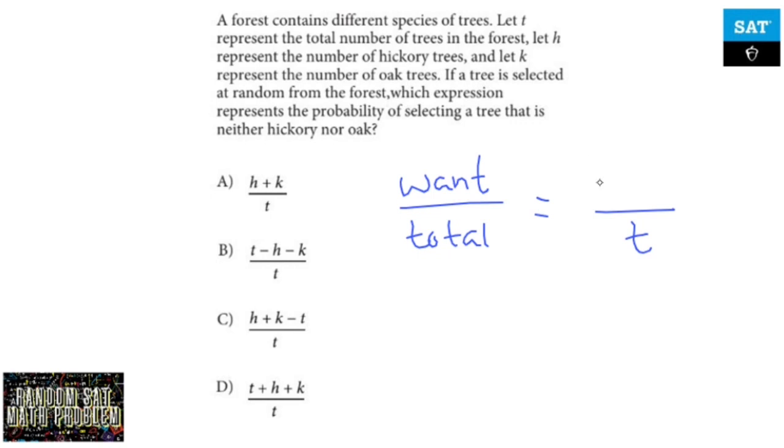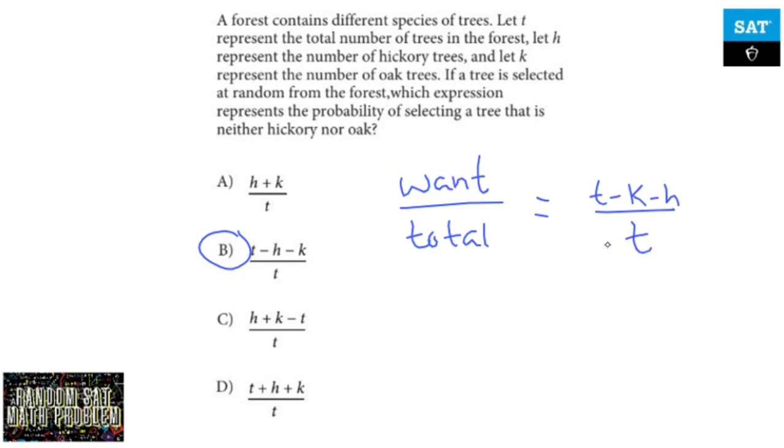So you take your total and you subtract out the K and you subtract out the H, and that's going to be the probability. That's pretty much how you do it. Don't overthink it. Now, of course, I wrote it out of order, but B is the only one that matches up. They have T minus H minus K, where I have T minus K minus H, same thing, over T.